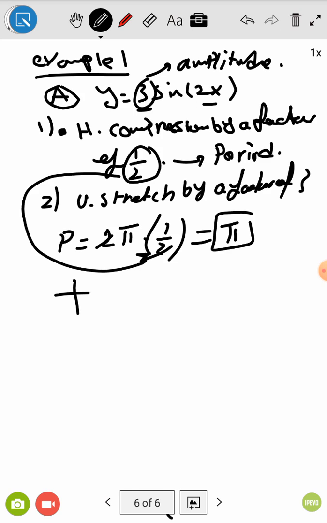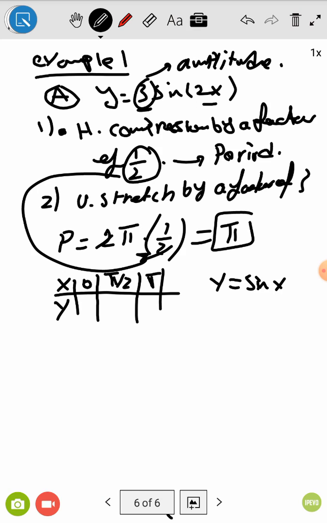Let's write the parent table for the sine. Of course, we need to memorize it. 0, pi out of 2, pi, 3 pi out of 2, and 2 pi.